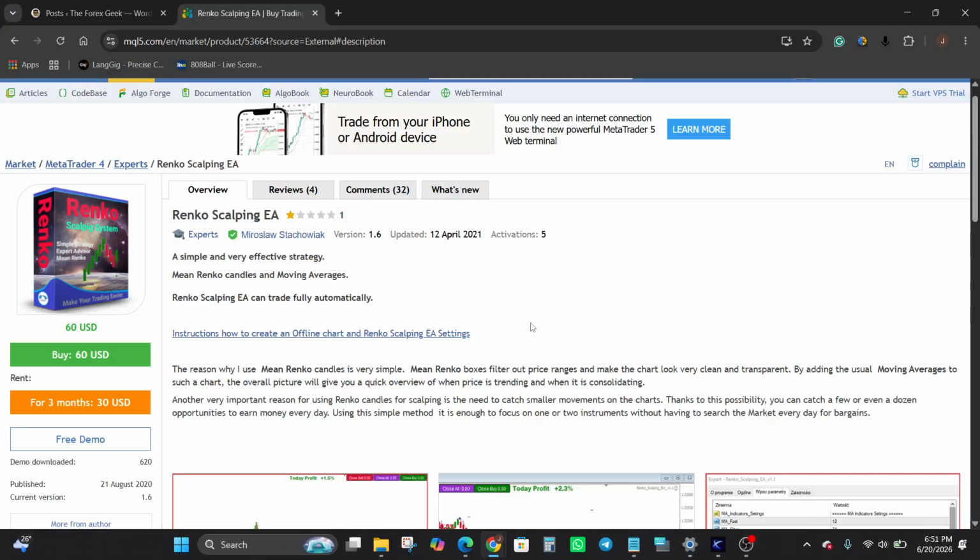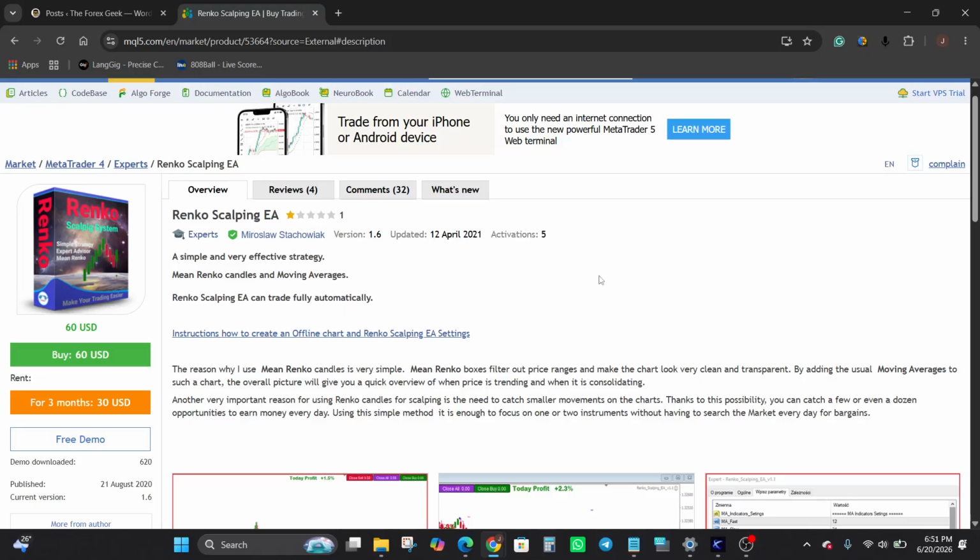The description also notes that traders may be able to focus on one or two instruments rather than constantly searching across numerous markets. There is also a reference to instructions for creating an offline chart and configuring the EA settings, which suggests that proper setup of the Renko chart environment is an important part of using this expert advisor as intended. Now, let us move into the backtesting section and examine the historical testing performance.